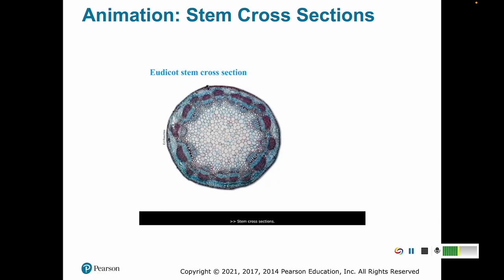Stem cross-sections. The outermost layer of a eudicot stem is the epidermis. In most eudicot stems, the vascular tissue forms separate strands called vascular bundles. Each vascular bundle consists of xylem toward the inside of the stem and phloem toward the outside. In most eudicot species, the vascular bundles are arranged in a ring. Ground tissue between the epidermis and the ring of vascular bundles is called the cortex. Ground tissue in the center of the stem is called pith.